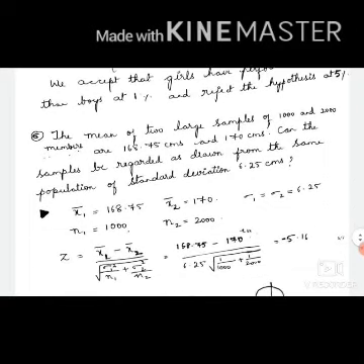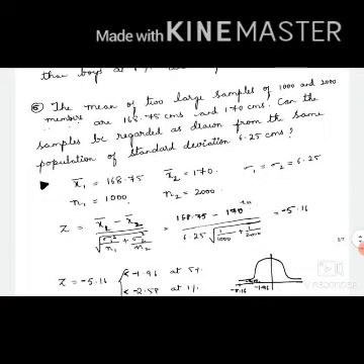So the next example we have here is: the means of two samples of 1000 and 2000 members are 168.75 and 170 centimeters. Can the samples be regarded as drawn from the same population of standard deviation 6.25 centimeters? So here we have to check whether the samples are drawn from the same population. So we accept that hypothesis. We regard that the two samples are drawn from the same population. Therefore, sigma, the standard deviation of the population, is 6.25.